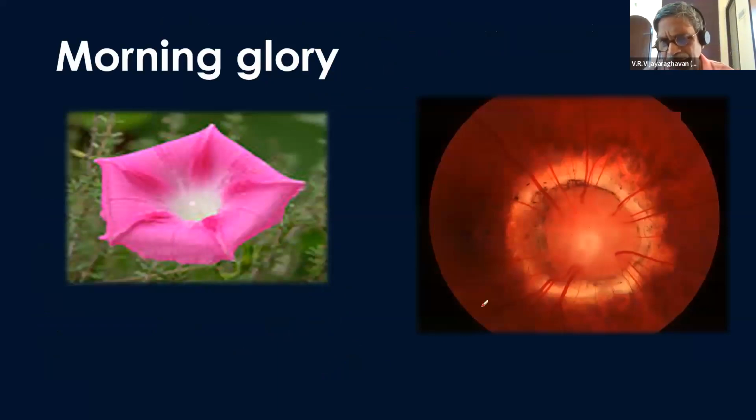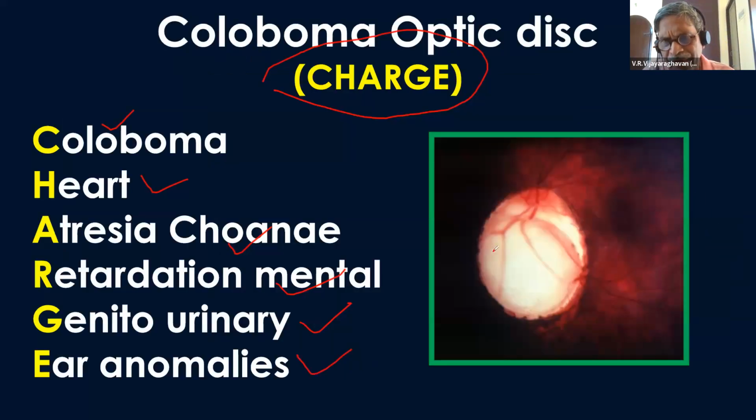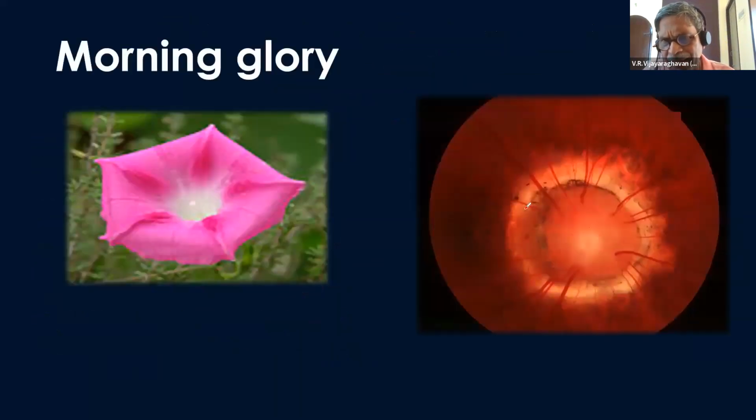Morning glory appearance. It's called morning glory. What is the difference from coloboma? In coloboma, you see the defect is there. But in morning glory, the disc is completely filled inside with glial tissue. You can see the glial tissue here, and the vessels are coming out like spokes. It's a morning glory appearance, usually unilateral. Coloboma can be unilateral, bilateral, anything. But morning glory is usually unilateral.